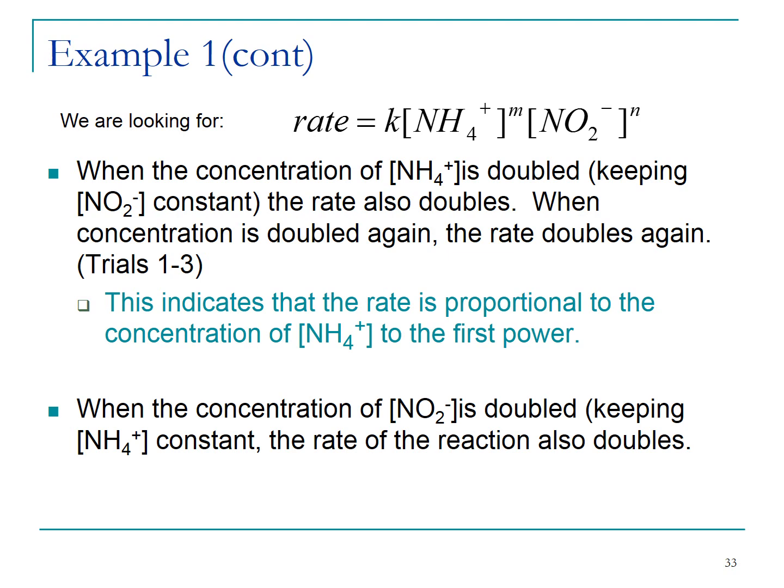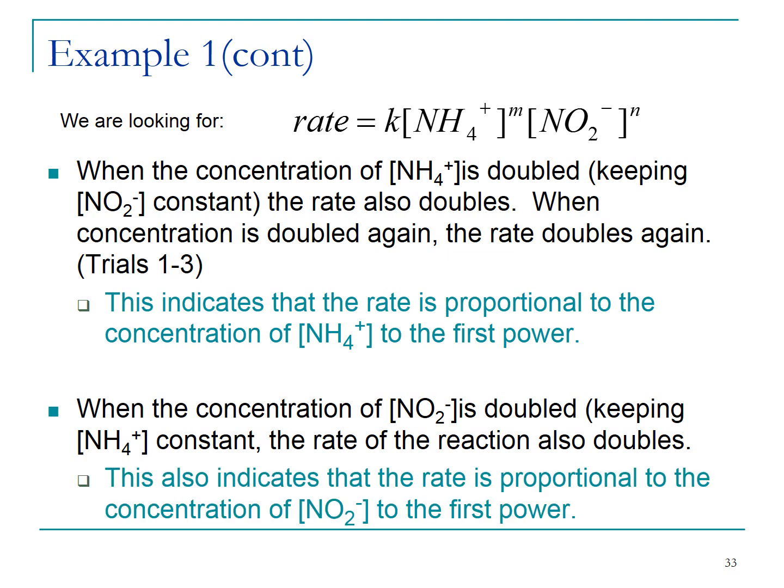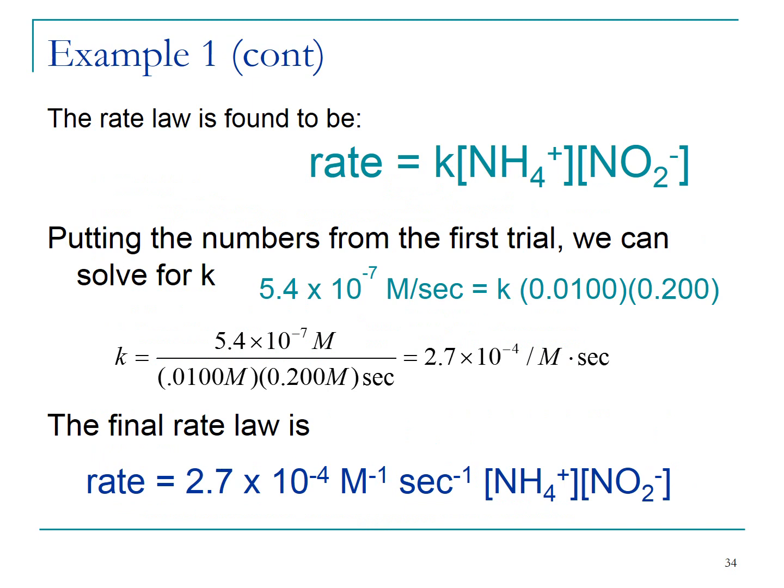And then, like we just went through a minute ago, when the concentration of NO2 negative is doubled, keeping the NH4 constant, the rate of the reaction also doubles. So that means little n equals 1. So it is also first power. So we would rewrite this equation as rate equals K NH4 positive to the first power, NO2 negative to the first power. So it's first order with respect to NH4, it's first order with respect to NO2, and it's second order overall.